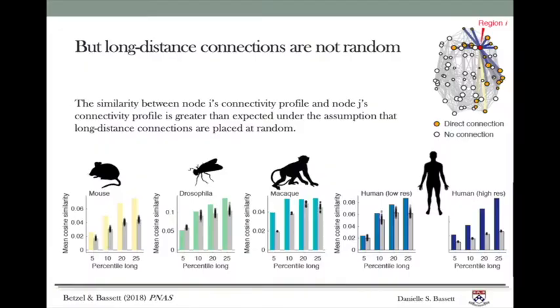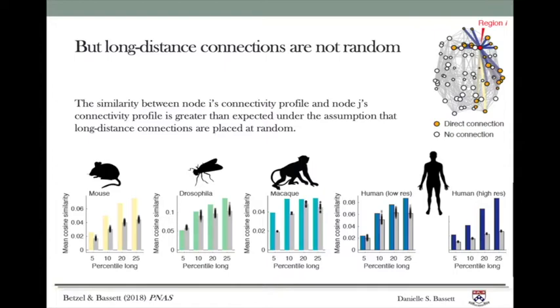So just to walk you through this, here's the same connectivity from mouse, Drosophila, macaque, and the 2 resolutions of human. And what we did is we said, well, let's calculate the similarity between node I's connectivity profile and node J's connectivity profile. If it is greater than expected under the assumption that long-distance connections have been placed at random, then that disproves the small world hypothesis, or at least suggests that that model is much too simplistic for accounting for neural systems. So here is the data.